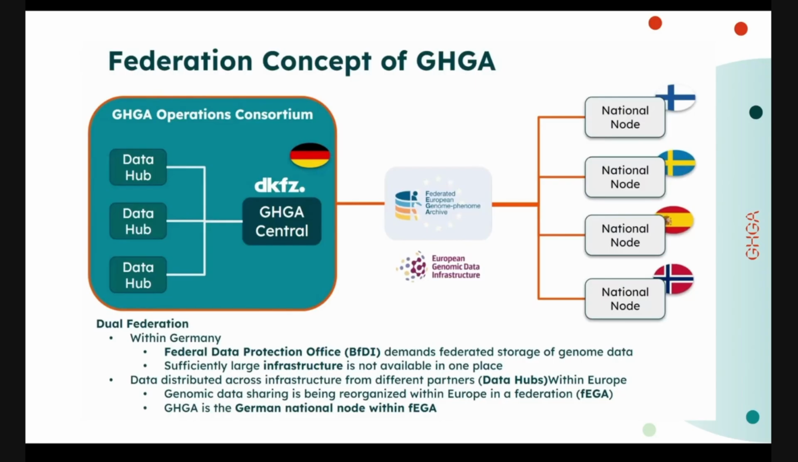And this central GHGA will be the source of contact to the external community, such as the European Genome Archive. And the European Genome Archive is also a federated node for other European countries, such as Sweden, Norway, Spain, Netherlands, to name a few. So it's quite complex, and we are also the national node for the European Genome Archive as well. That's how we got into this consortium, and that's how we became part of this European network-wide community.